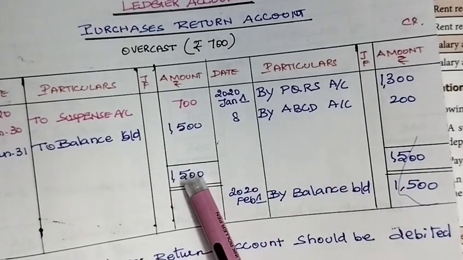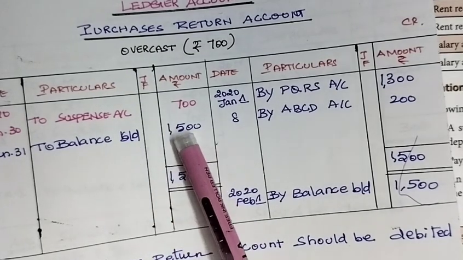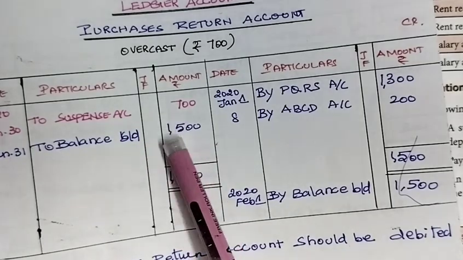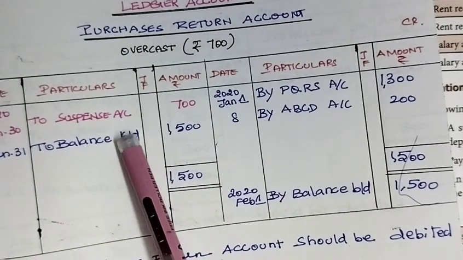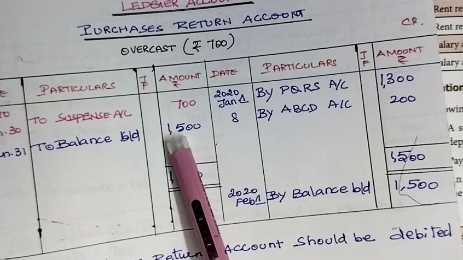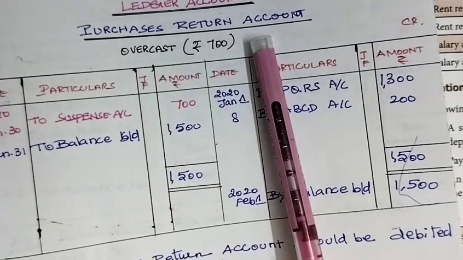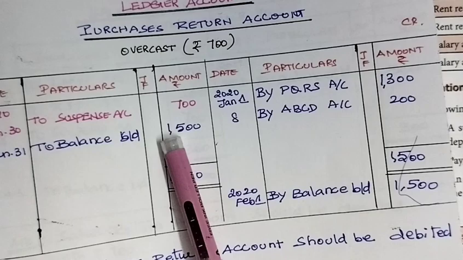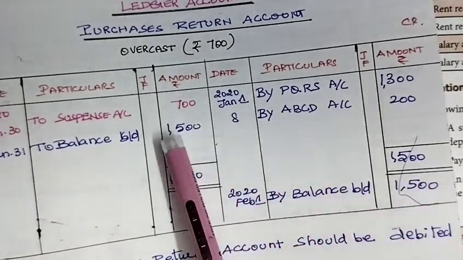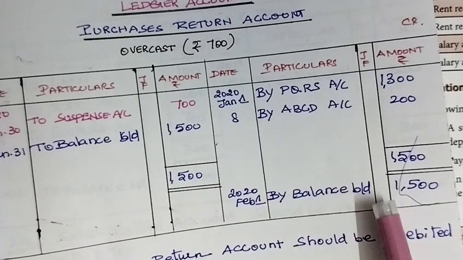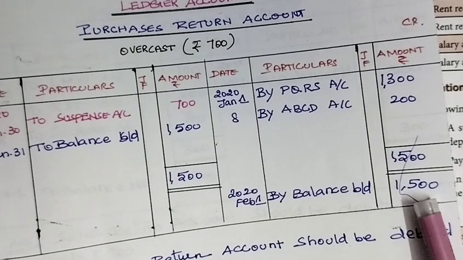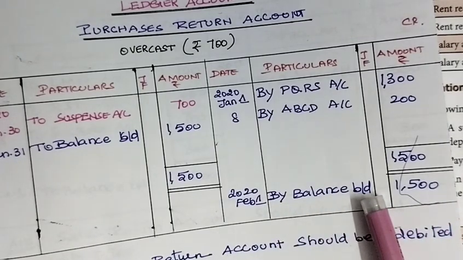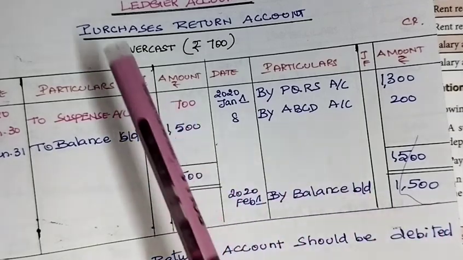Which side has the lesser value? The debit side. The difference value, you have to enter on the lesser side, which means the debit side, and against this you have to write to balance carried down. This is the closing balance of the purchases return account. Then you have to bring it down to the opposite side, that 1500 rupees, and enter the 1500 below the total. Against this you have to write by balance brought down. This is the opening balance of the purchases return account.